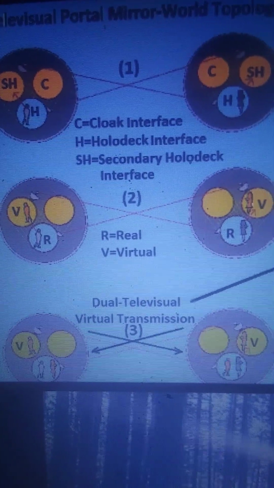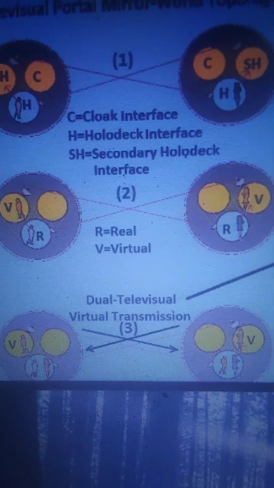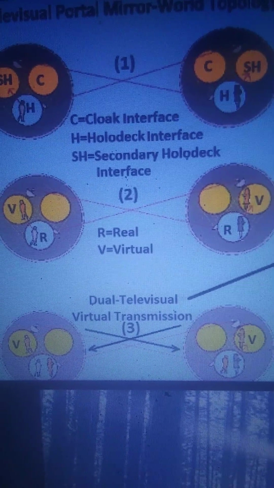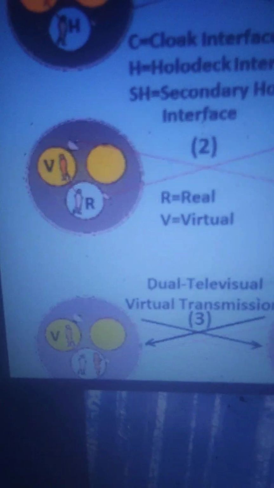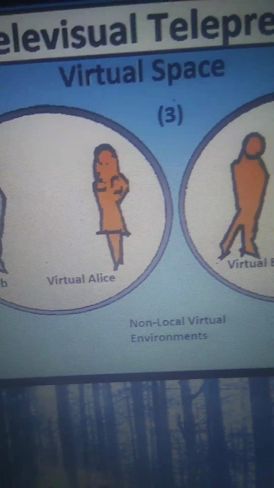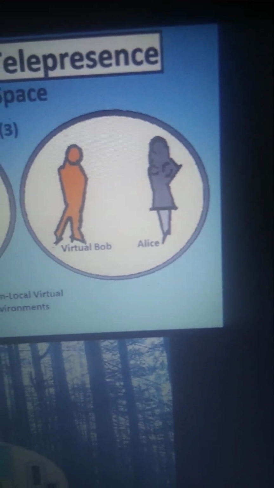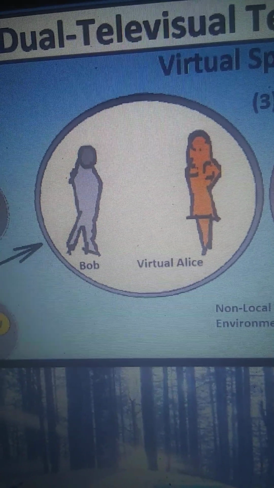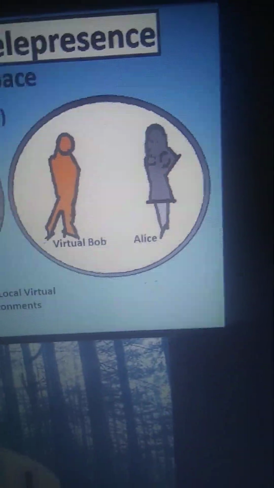The reason I call these mirror world topologies, it's a chain of mirror worlds. And in the Dual-Televisual virtual transmission number three, they're transmitted into each other's holodecks. Their virtual forms are. This is number three, and they exist in a virtual space together. She exists in his, and he exists in hers. And it's a matter of which environment they choose to take on, his environment or her environment.